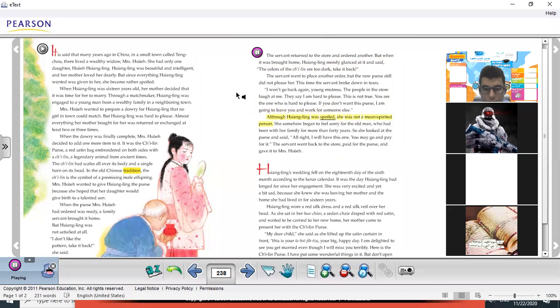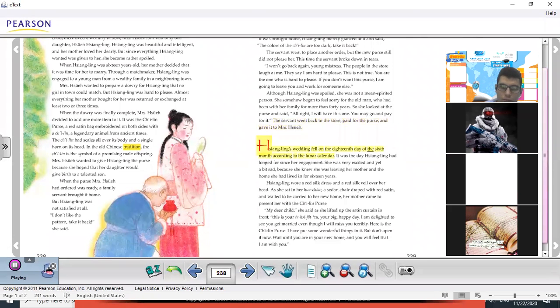Although Sang-Ling was spoiled, she was not a mean-spirited person. She somehow began to feel sorry for the old man who had been with her family for more than 40 years. So she looked at the purse and said, "All right, I will have this one. You may go and pay for it." The servant went back to the store, paid for the purse, and gave it to Mrs. Su.